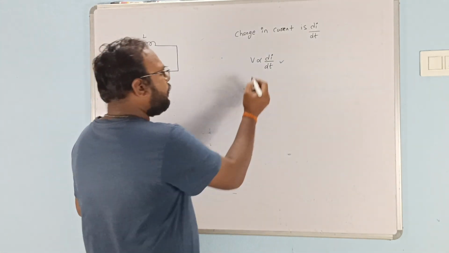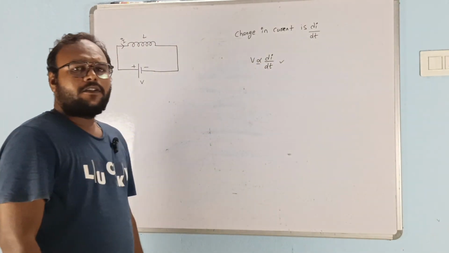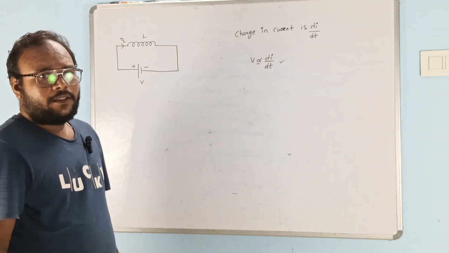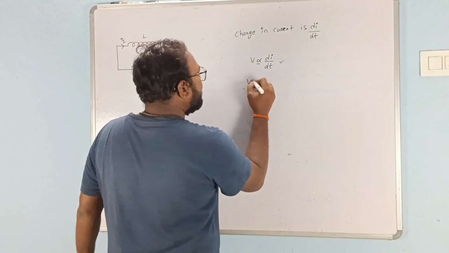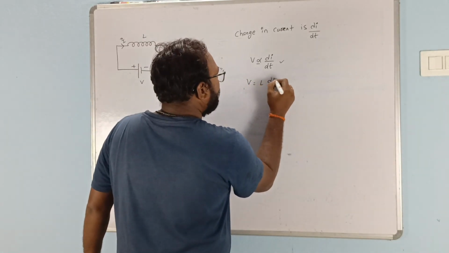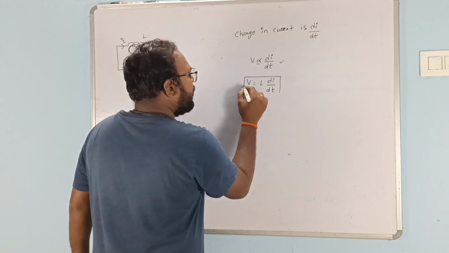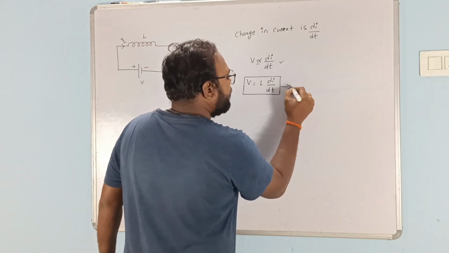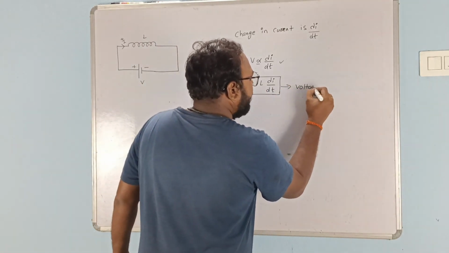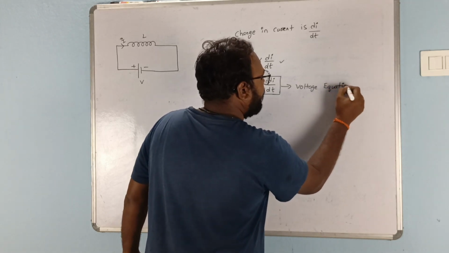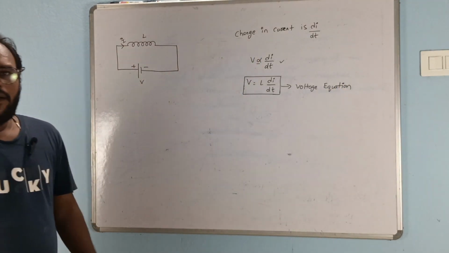Now, to remove this proportionality, we add the inductance as a constant. So V equals L into di by dt, which is known as the voltage equation.